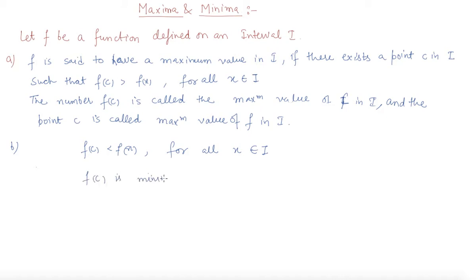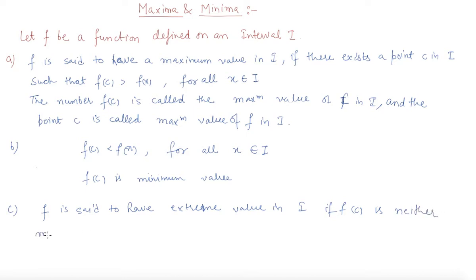Okay. And the third point is f is said to have an extreme value in I if f(c) is either a maximum or a minimum value. Means it is called an extreme value if it is either the maximum value or the minimum value.